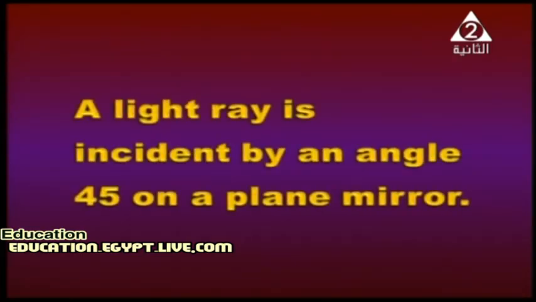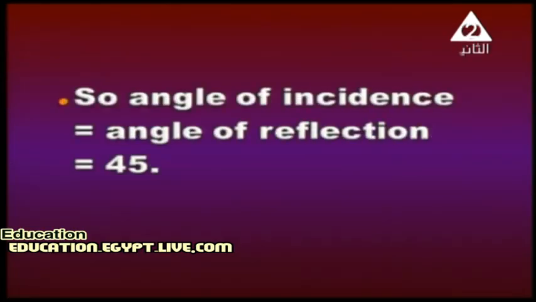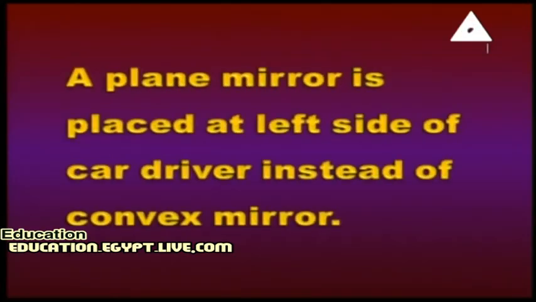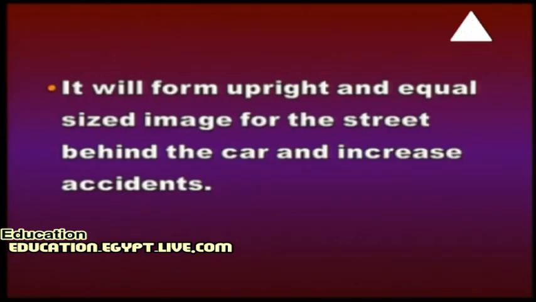A light ray is incident at an angle of 45 degrees on a plane mirror. So the angle of incidence equals the angle of reflection, also 45 degrees. A plane mirror is placed at the left side of the car driver instead of a convex mirror. It will form a bright, equal-sized image of the street behind the car and increase the rate of accidents.